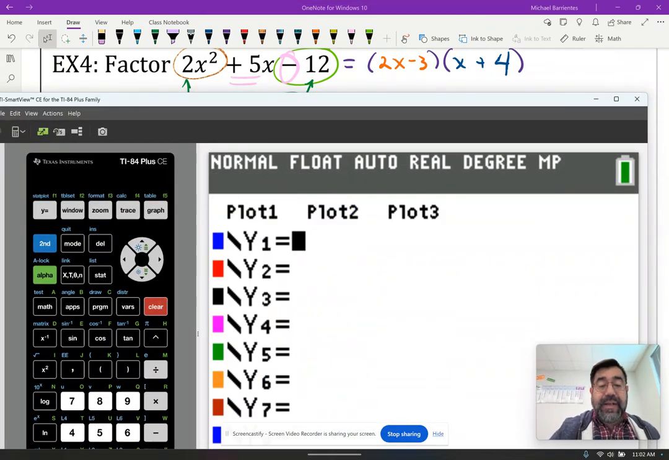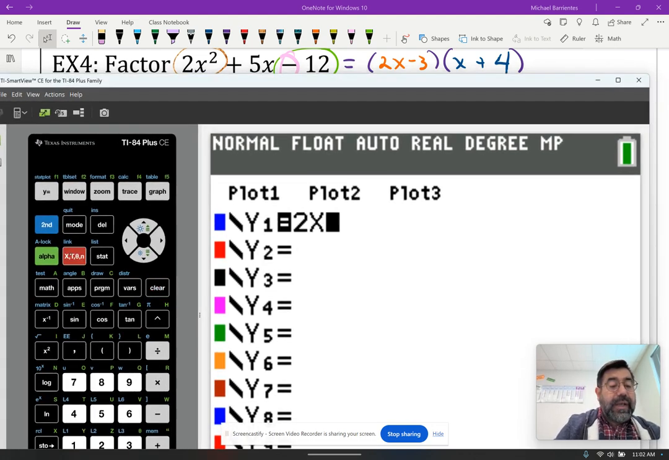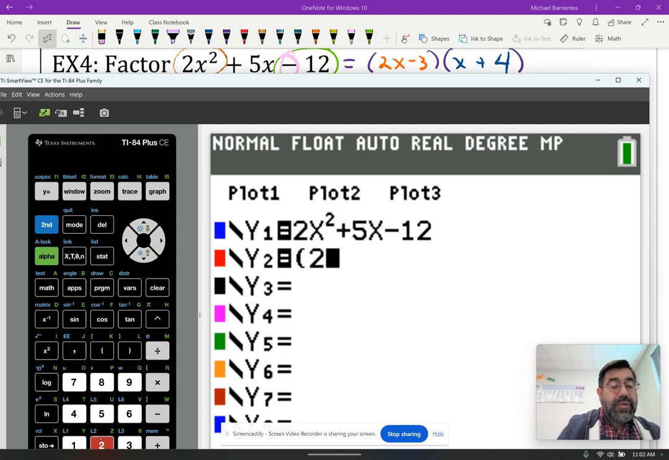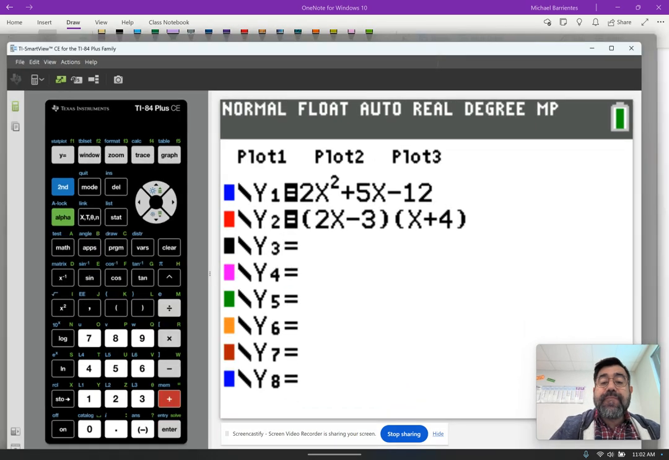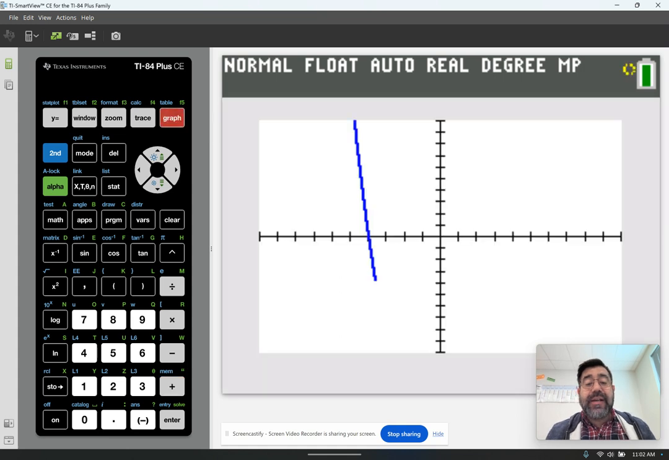So let's clear that out. We're going to do 2x squared plus 5x minus 12. Okay, and then in y2, we're going to do 2x minus 3, and then x minus 4. Oh, I put too many x's. Delete. Oh, and it's plus 4. Okay, well, you know what? That could have been our check to see if we did it right. So if I graph them right now, I see this graph and I see the same graph, right?